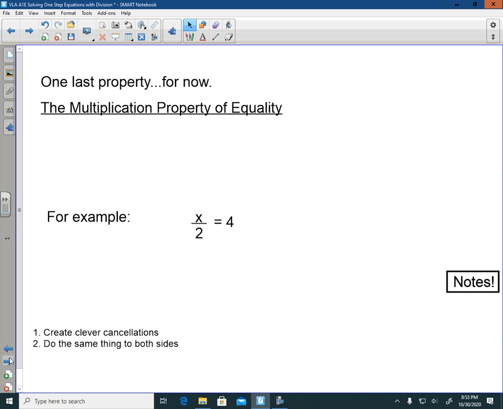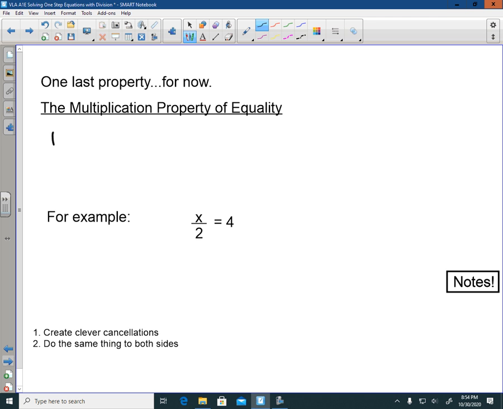All right. So we've got one more property for the moment, and it is the last property for now. We're going to learn more later. And this is called the multiplication property of equality, and it's like the addition property or the subtraction property or the division property because it allows us to do something to an equation in order to solve it. And so the multiplication property of equality allows you to multiply on both sides of an equation.